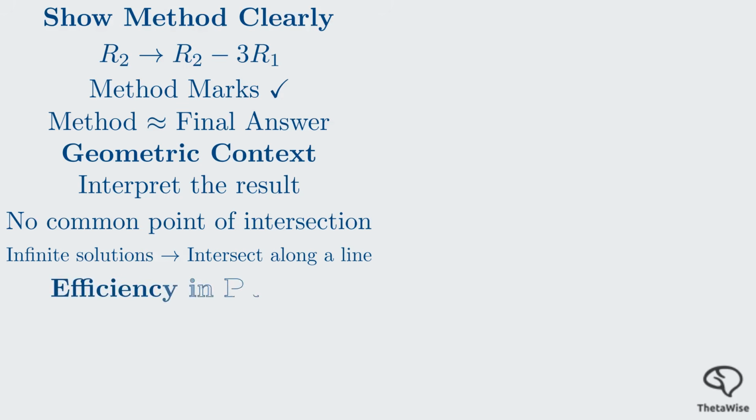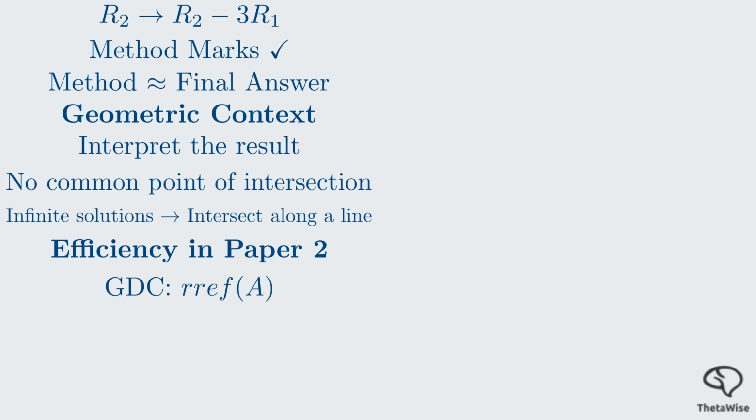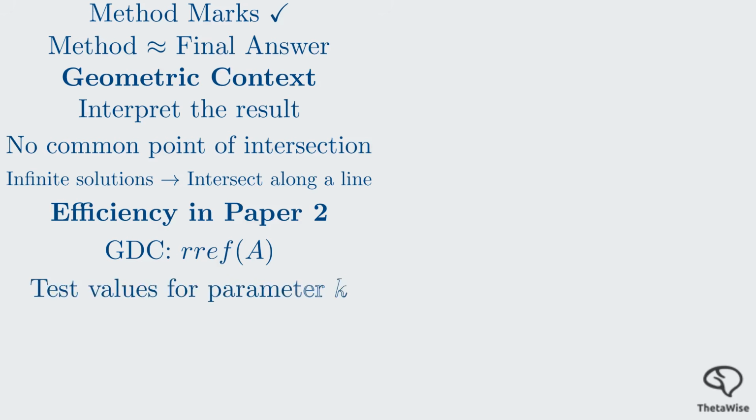In paper 2, use your GDC immediately unless the question says, show that, or hence. Inputting the matrix into the RREF function is the fastest way to verify your work. If you are solving a system with a parameter like k on paper 2, you can even use the solver for specific test values of k to check your logic.